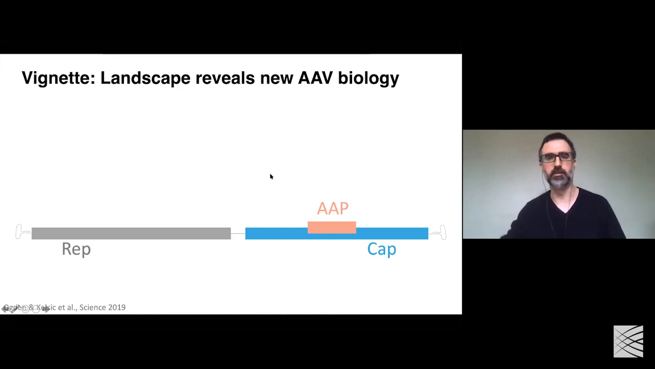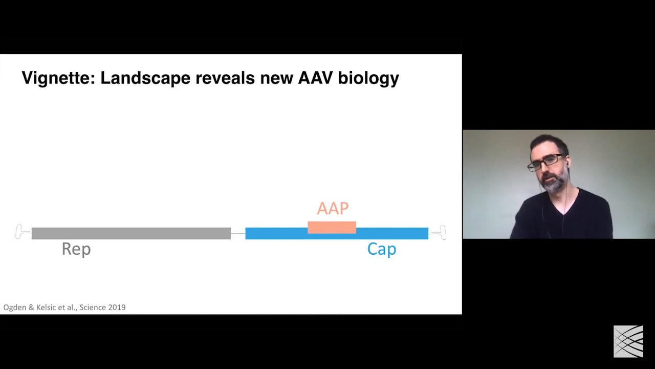There's some vignettes that I don't think I'll have time to go into totally, but one really interesting thing that we found here in doing the systematic scan, there's 3 genes on the AAV genome. We were focused on this library for the capsid gene, there's an out-of-frame gene in the second reading frame, AAP, which was known, so 3 genes in total.